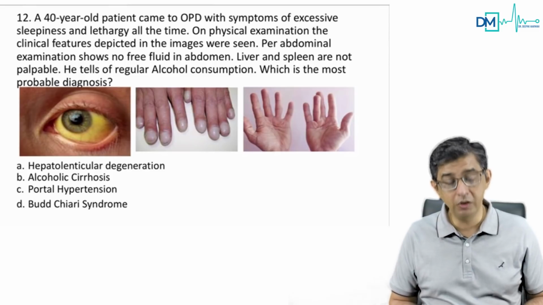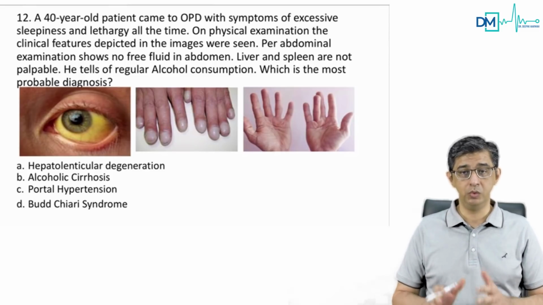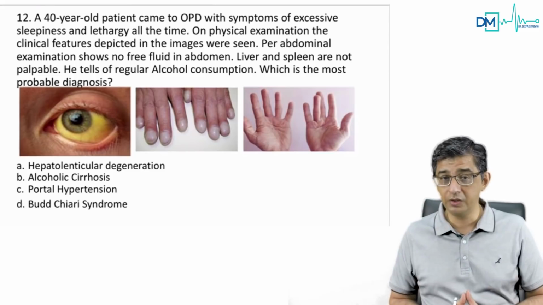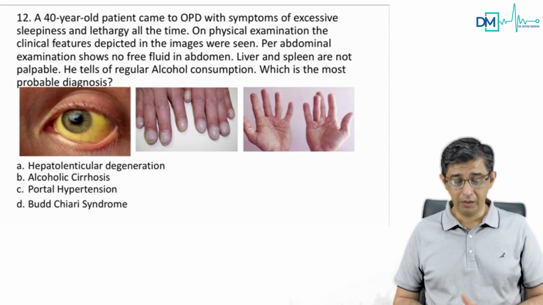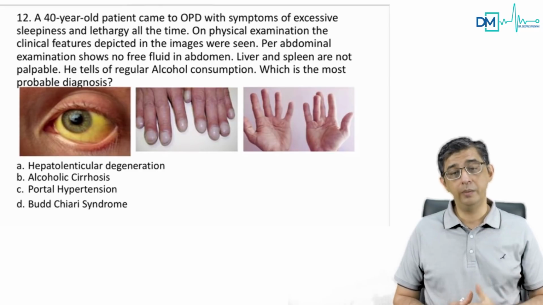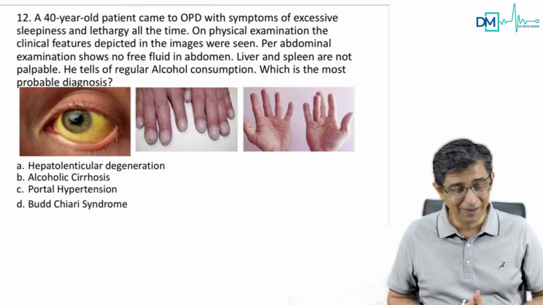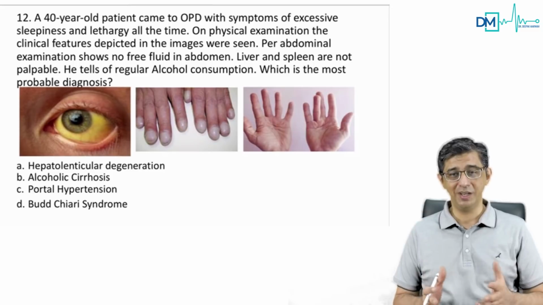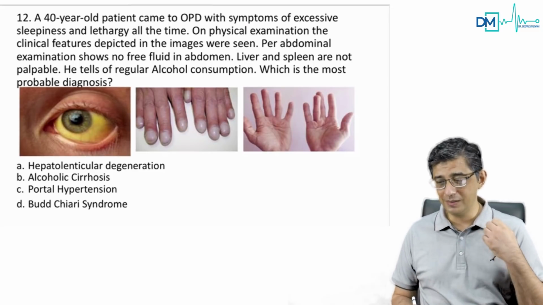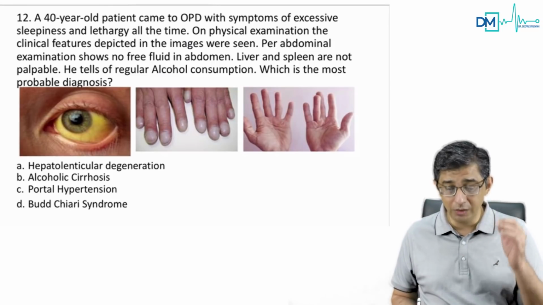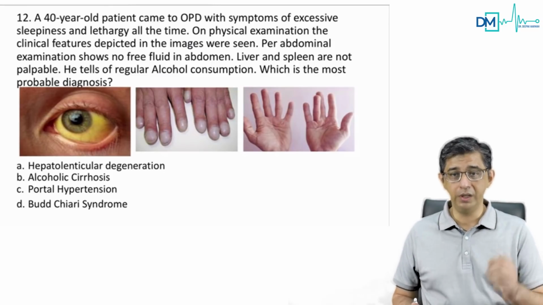Moving to the next one, he talks about a 40-year-old man who comes to the OPD with excessive sleepiness and lethargy. On physical examination, the clinical features shown here are depicted. There is no free fluid in the abdomen, and liver or spleen are not palpable. Now, when I read this, the first time most people say, sir, such a big MCQ with 4 lines, it takes the mental balance off. No, guys, you need to keep the focus on. So let's do a quick read again.